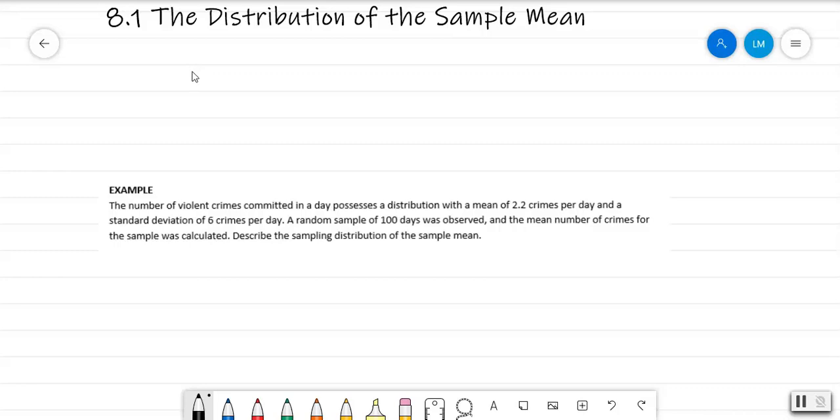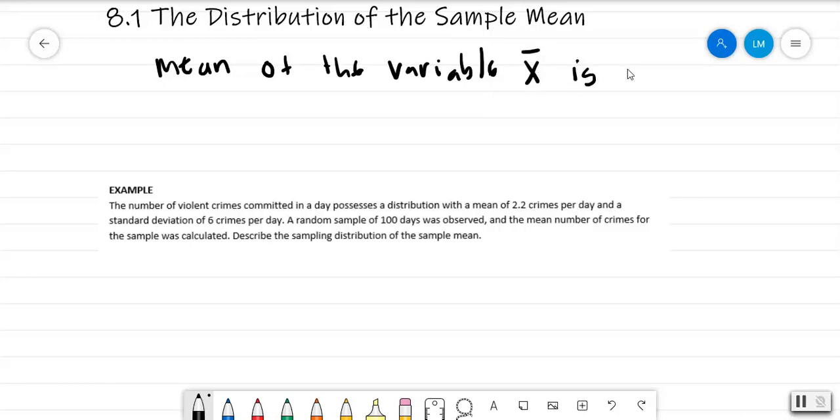Hello. So today we're going to talk about the distribution of the sample mean. What we need to look at is two things. We say that the mean of our variable x bar is what we say mu. So that's going to be mu sub x, and this is going to be just whatever we calculate the mean to be.